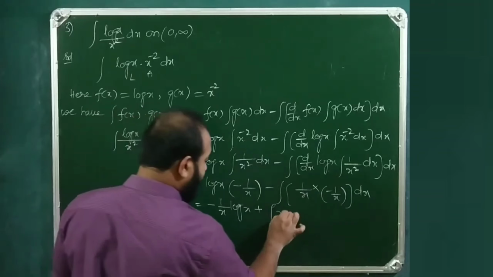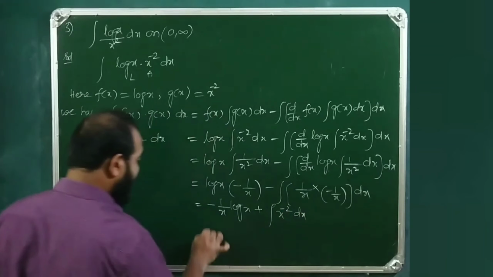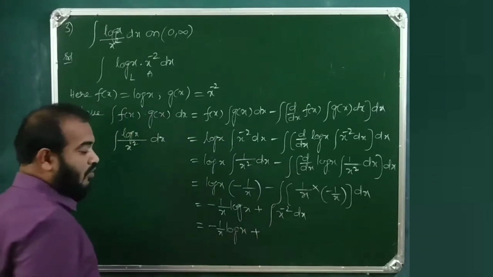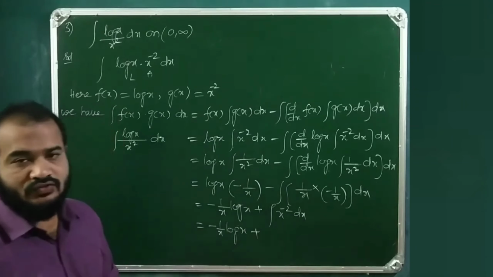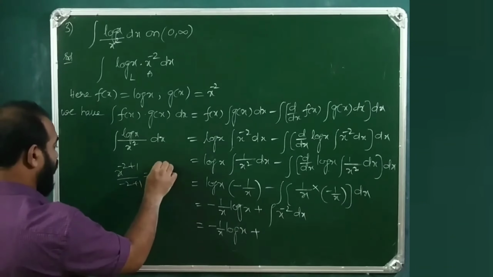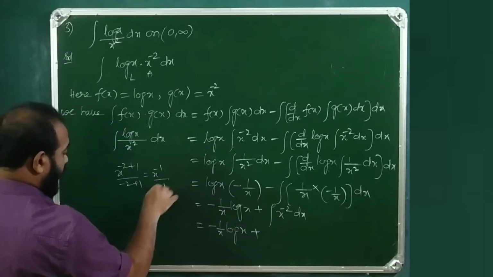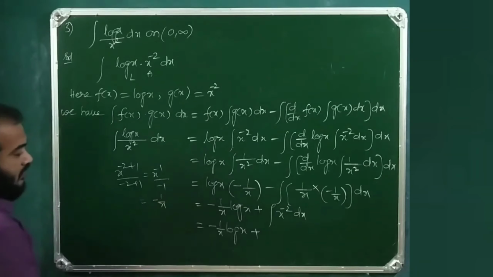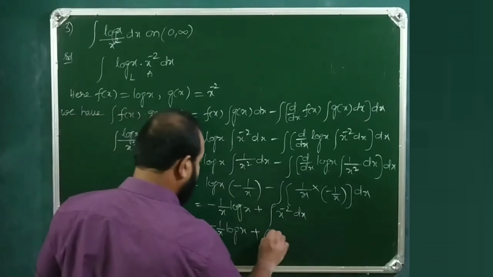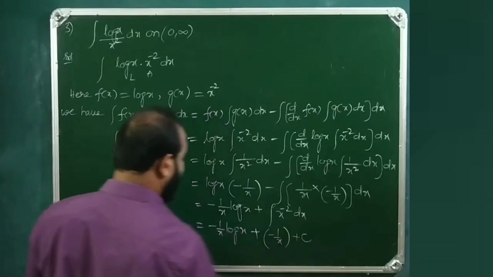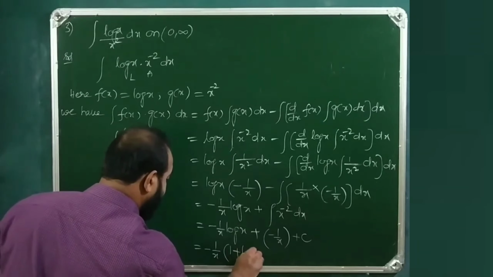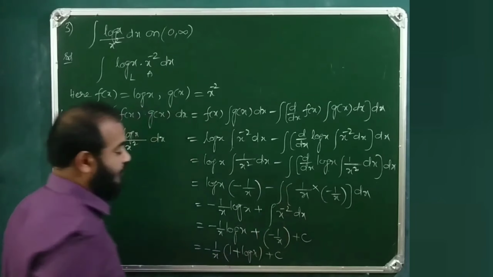This is 1 by x square can be written as x power minus 2 dx. Minus 1 by x log x plus integral x power minus 2. Integral x power n dx is x power n plus 1 by n plus 1. So x power minus 2 plus 1 by minus 2 plus 1. So this is x power minus 1 by minus 1. So this is minus 1 by x. So integral 1 by x square dx is minus 1 by x plus constant of integration c. So this is equals to minus 1 by x. If you take common, this is 1 plus log x plus constant of integration c.